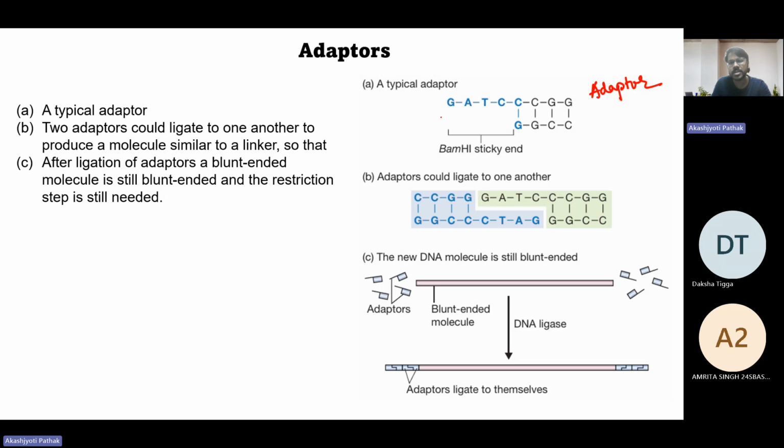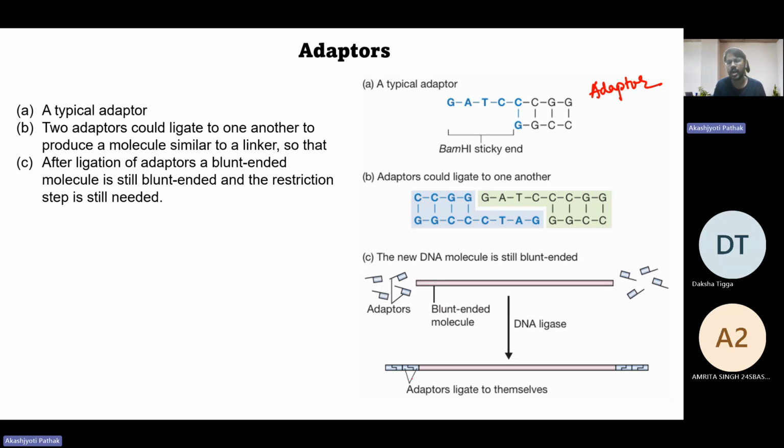So then what is the purpose of using an adapter having sticky ends? So this can happen. The new DNA molecule is still blunt-ended. So even if you are using adapters, which have these sticky ends, still these adapter molecules are ligating with one another, and you are getting a blunt-ended molecule. So then the purpose of using an adapter is not being solved, isn't it?